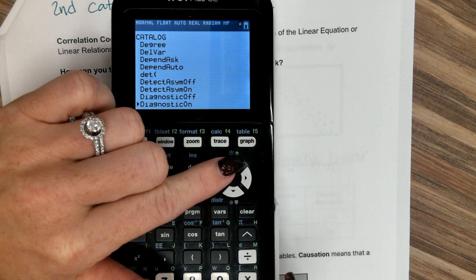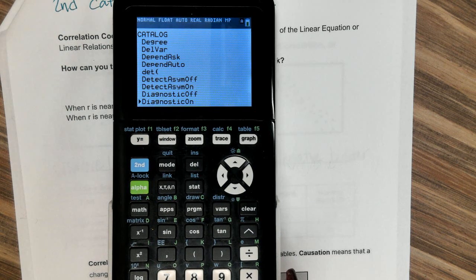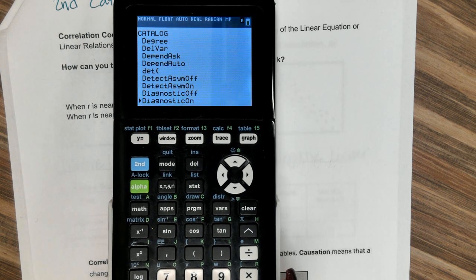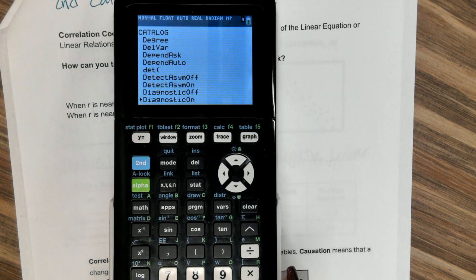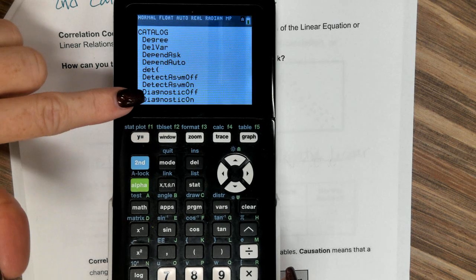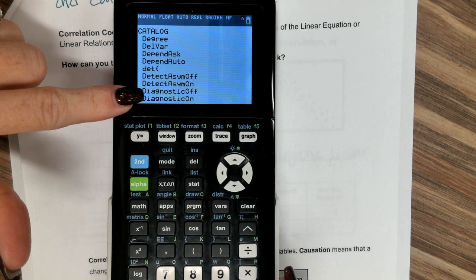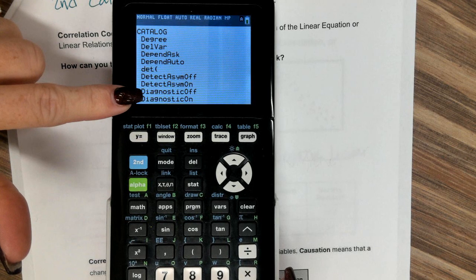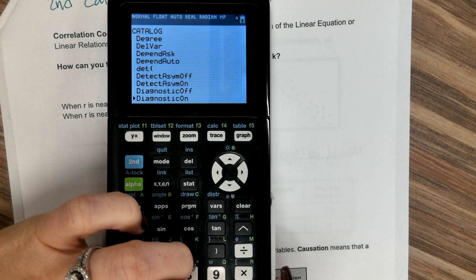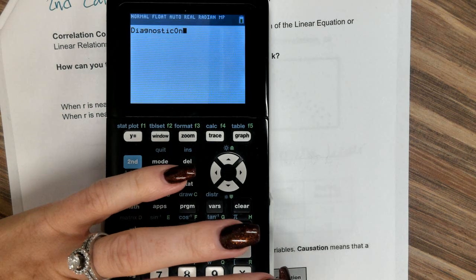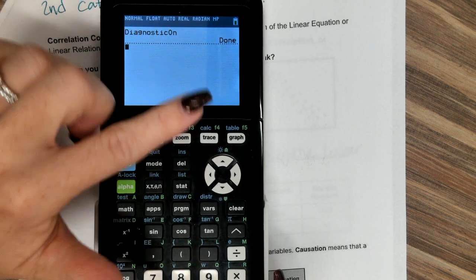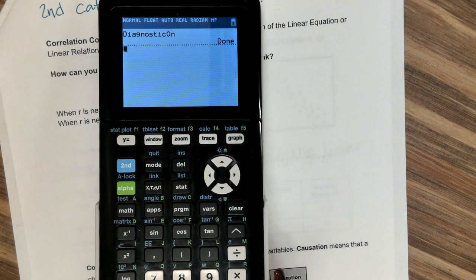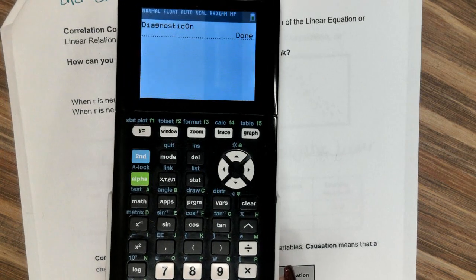Did y'all find it? Everybody's there or no? Once you're at diagnostics on, do I need to wait for somebody? Okay, hit enter. And then hit enter again, and it should say done. Once it says done, you have now turned your diagnostics on in your calculator.